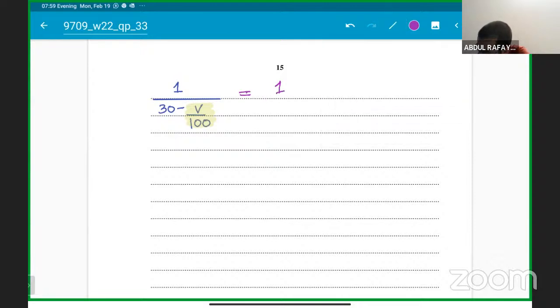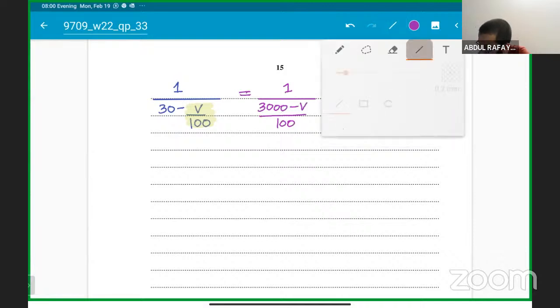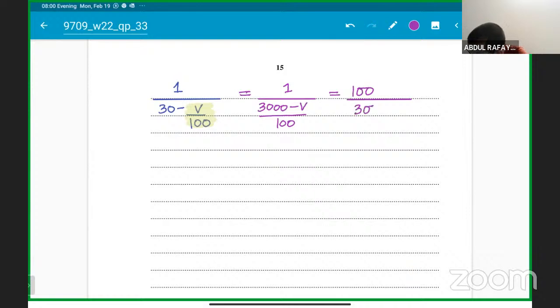1 over 30 times of 100 is basically 3000, minus the v divided by 100. So it will be 1 divided by this. It will be 100 divided by, just simplifying it for better purpose, 100 divided by 3000 minus v.